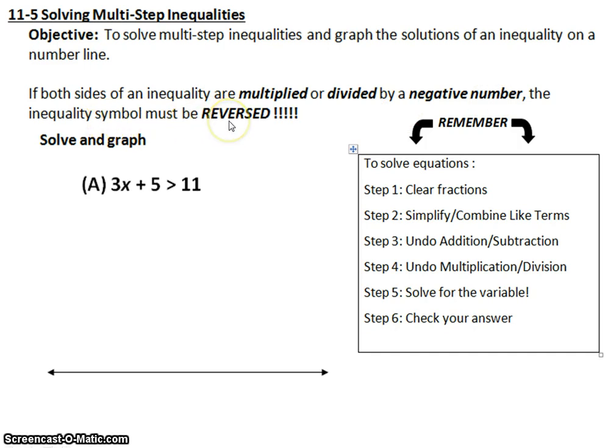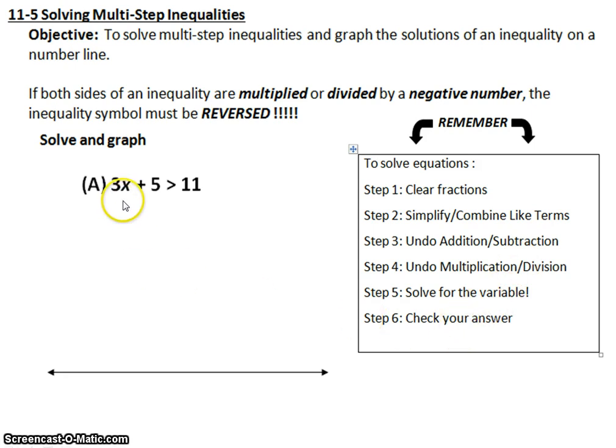be reversed. So if we take a look at this first example, letter A, this inequality, we ultimately want to isolate the variable. And the steps that we did to isolate the variable are listed over here. Remember to clear fractions, simplify and combine like terms, undo addition and subtraction, then multiplication and division, solve for the variable, and check your answer.